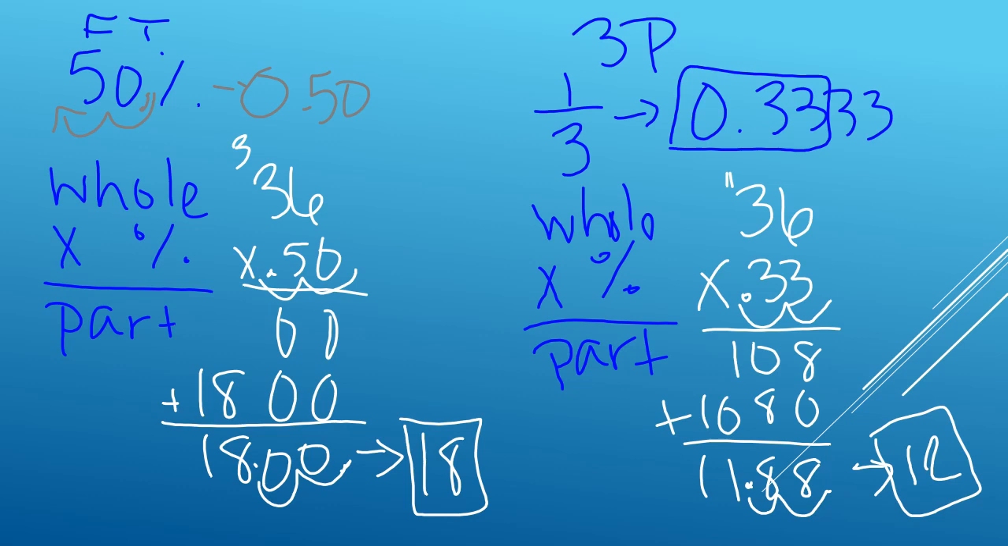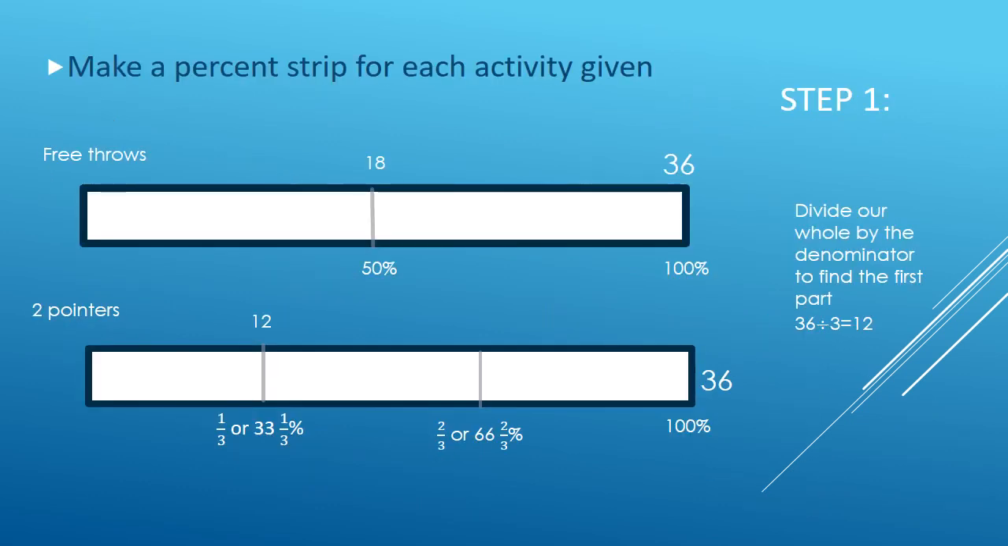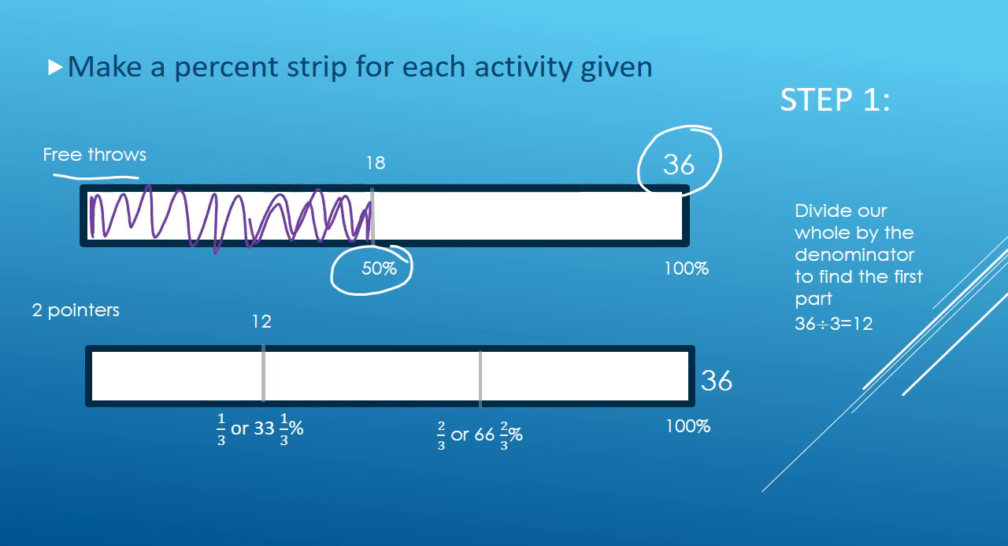Now, for those who like visuals, I like visuals. It helps me understand things. If we look at the percent strips, I drew a percent strip for free throws. 100% is my 36. He spent 50% of his time practicing free throws, so when I shade this in, it should show half, because half of 100 is 50%. So 36 divided by 2, because every time you're cutting something in half, just divide it by 2, which gives you 18.